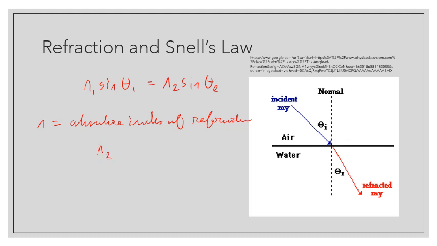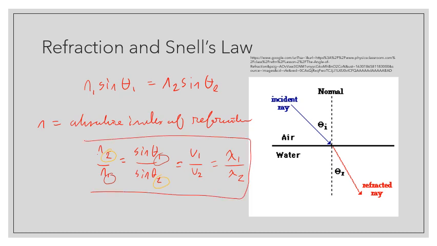So n2 over n1 is equal to sine theta 1 over sine theta 2. Make note that the subscript 1 at the bottom here is on the top here, and the subscript 2 at the top here is on the bottom here. That is also equal to v1 over v2, the velocity of those rays, and that's equal to lambda 1 over lambda 2, the wavelengths of those rays. These are some very important and useful relations.